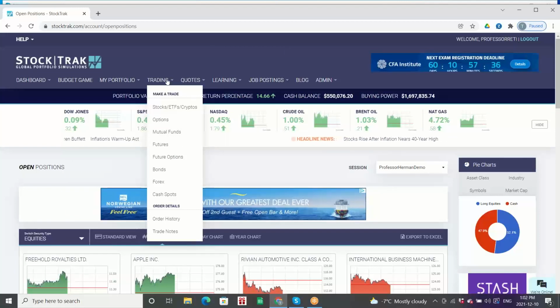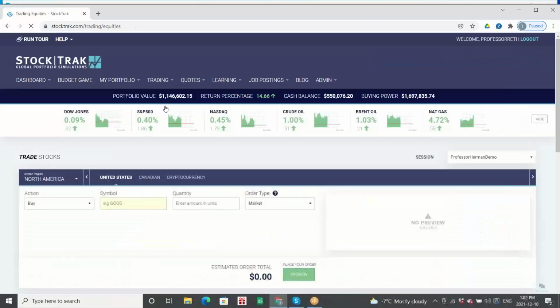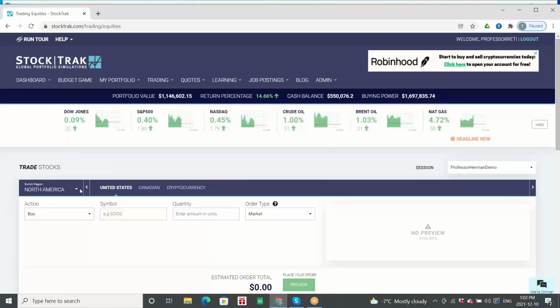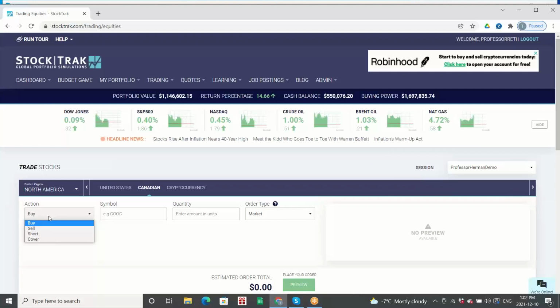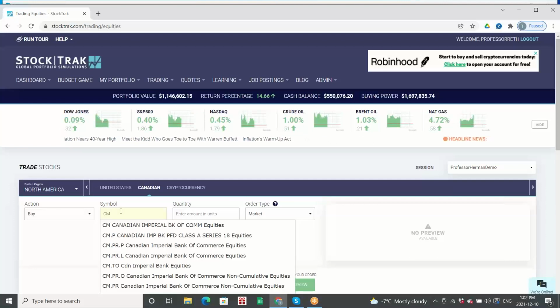Placing a trade is very, very simple. So I'm just going to go ahead and use that window. And again, if I wanted to be trading other exchanges or other continents, we break it out by Latin America, Europe, and Asia, and it's all dependent on how you set it up. But for the ease of our conversation today, let's go ahead and buy something in the Canadian market, for example. Just like in the real world: buy, sell, short, cover. So we're going to pick the symbol. Let's go ahead and buy CM, which is Canadian Imperial Bank of Commerce.